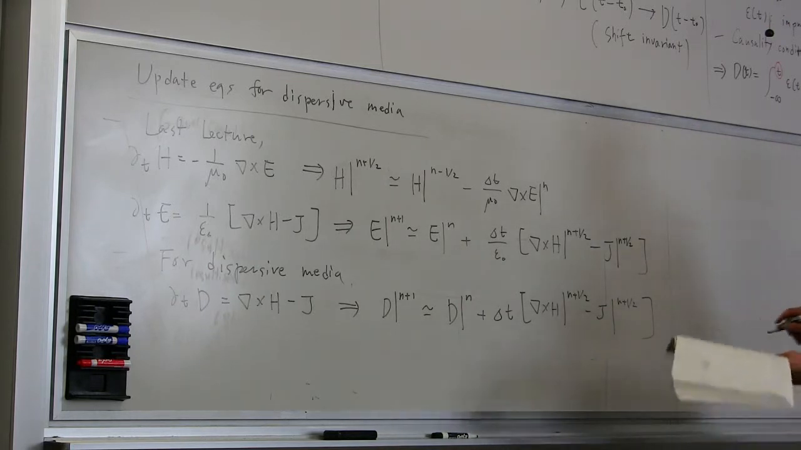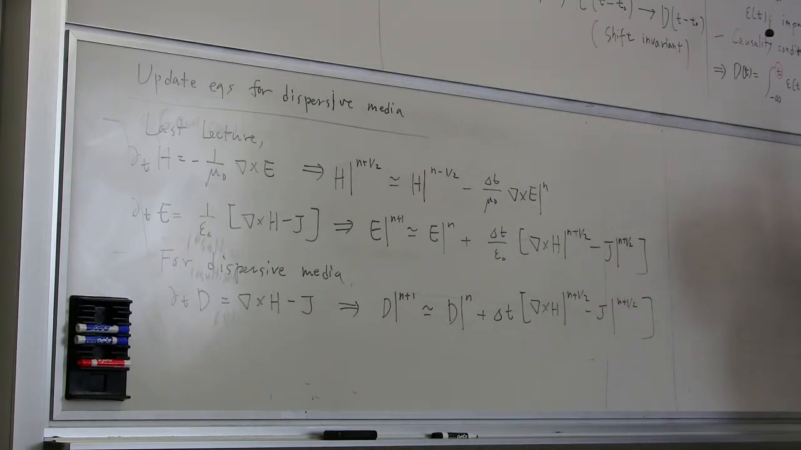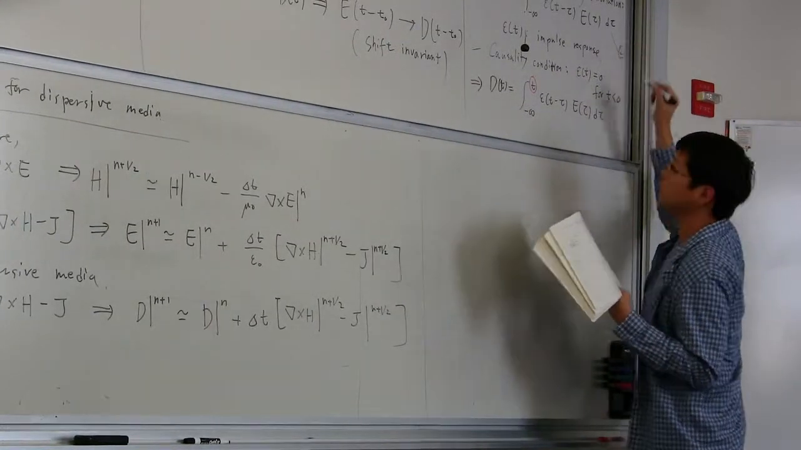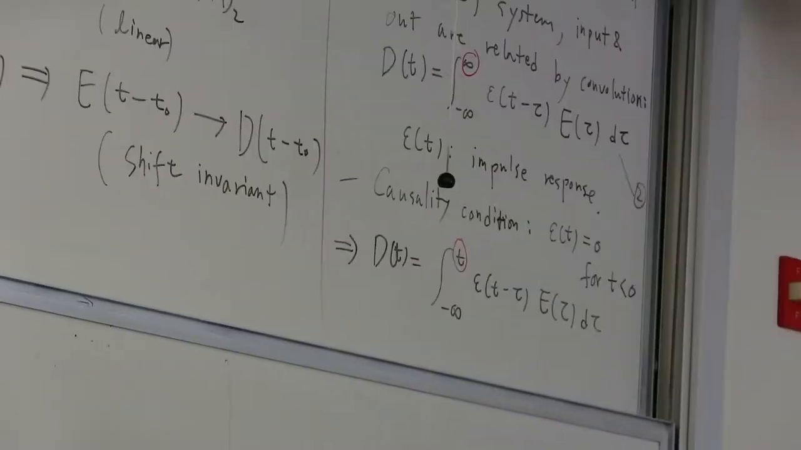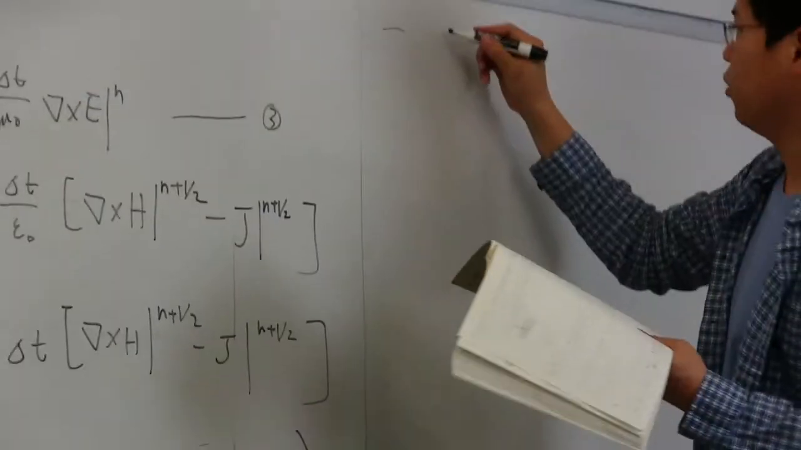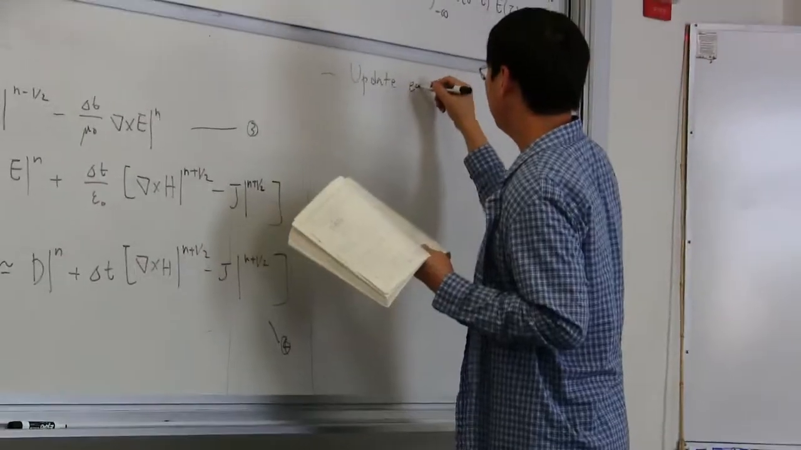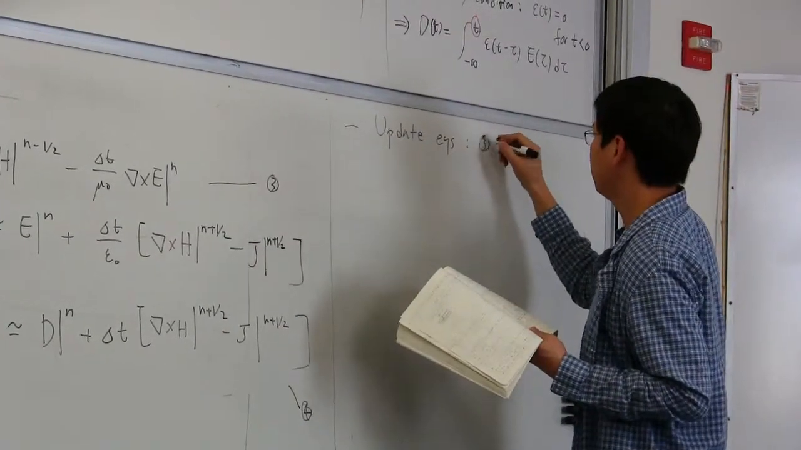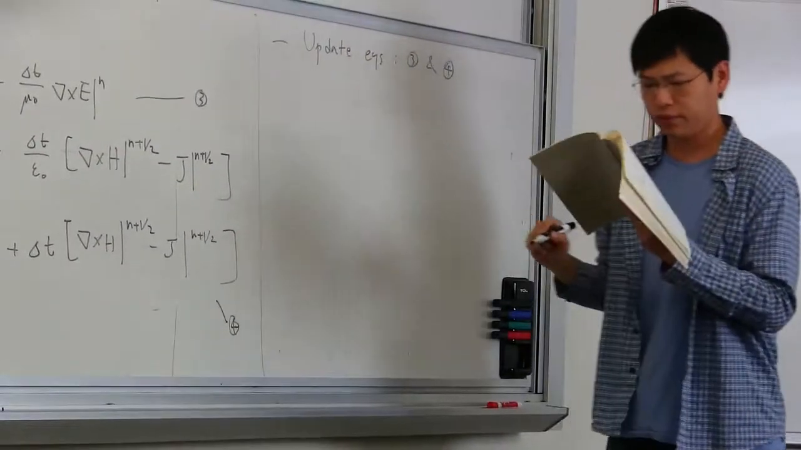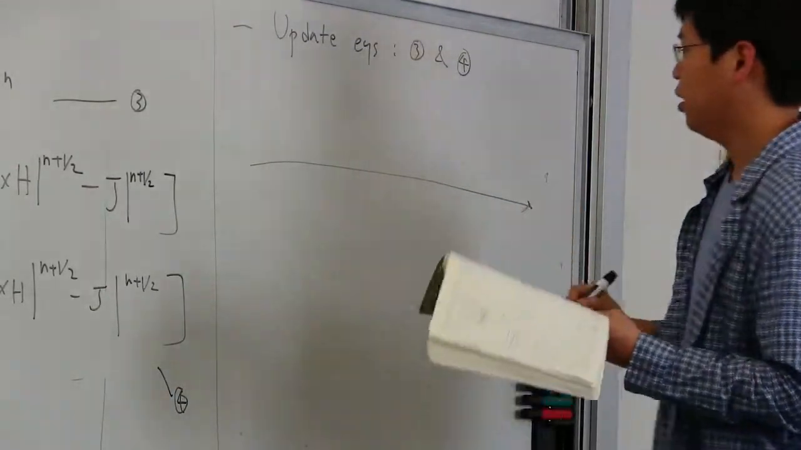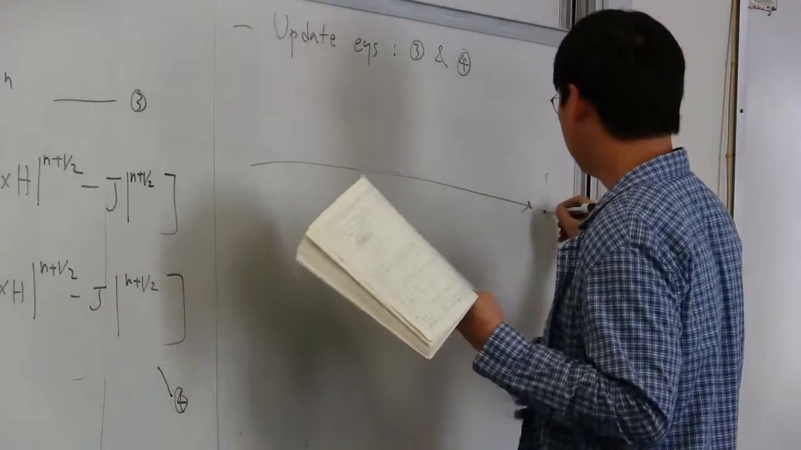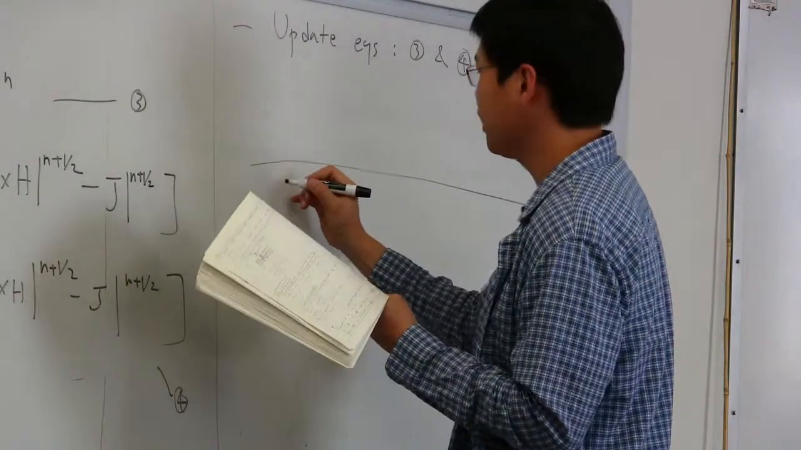So now the updated equations are 3 and 4. So let's see what happens if we update the field. I'll show you the leapfrog process.